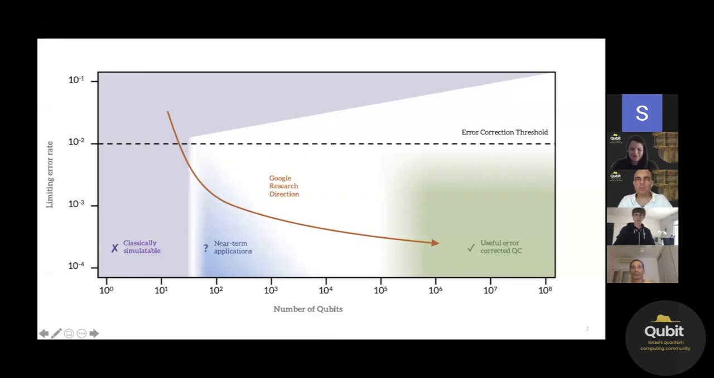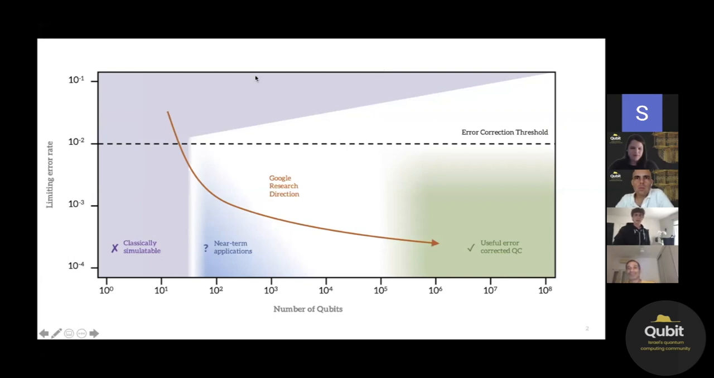This is a slide from our friends at Google that I think captures the issues of building a quantum computer in general quite well, in as much as it shows you that for a given error rate on the y-axis here, you really need a large number of qubits before you get into the region of what we would consider a useful quantum computer. So useful here typically means that you can do on the order of 10 to the 12 gates with a few hundred logical qubits. Okay, so we're talking about a very big device that needs to be built.